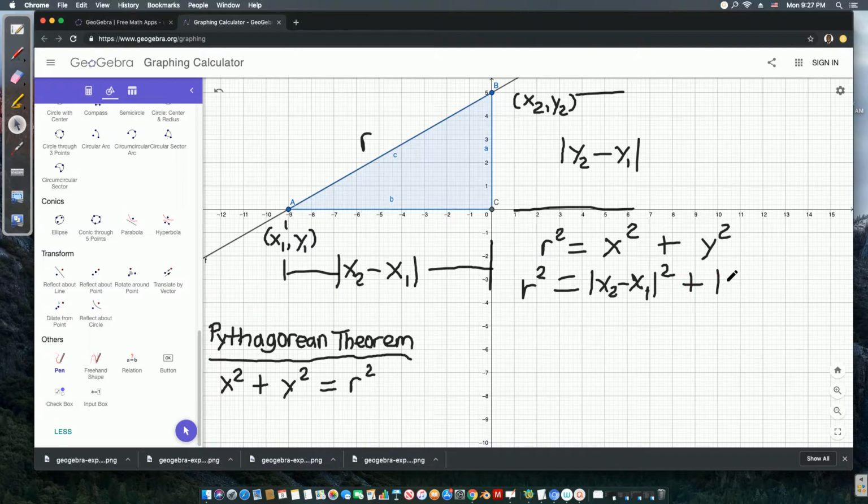plus the differences between the y's. So we have y2 minus y1, and you square that. And so what we have here, we're saying that r, if we take the square root of the two sides, would leave us with this equation. It's pretty much the same thing.